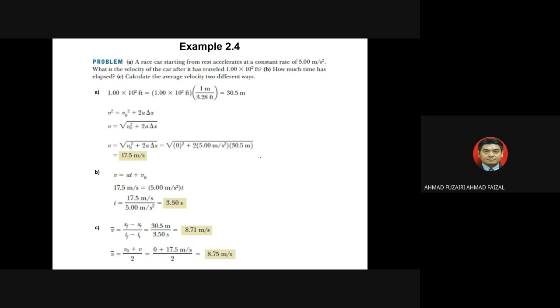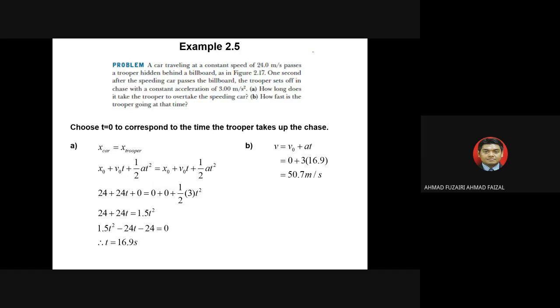So this is how you look at the questions. I don't want to go further on this part. A constant rate of 5 meters per second: this is what we call constant acceleration, then you can apply all the necessary equations. Look at the question: constant speed, this one is not constant. A is not constant, but throughout the question it states constant acceleration of 3 meters per second squared. How long does it take for the trooper to overtake?